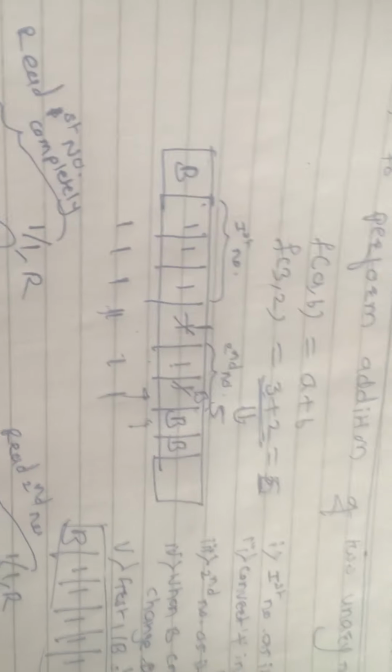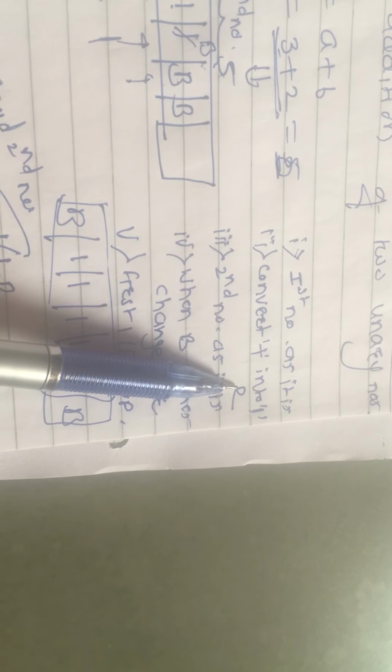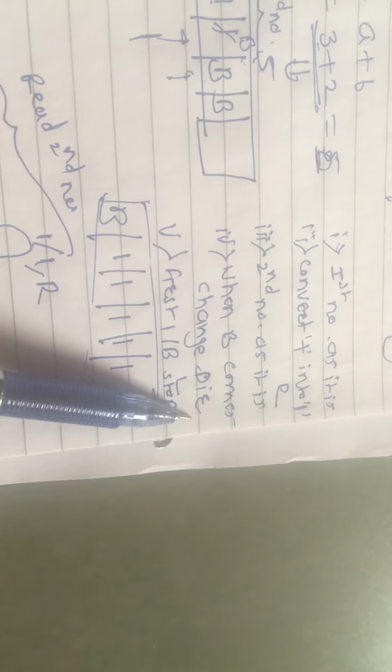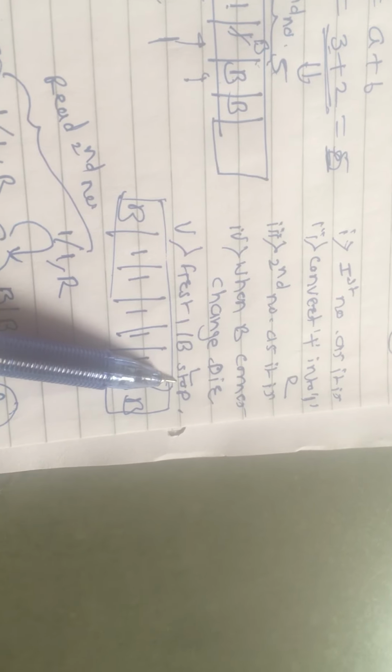Now the logic is very simple for this one. Keep the first number as it is, then convert the plus into 1, keep moving towards R, then read the second number as it is. When B comes, change the direction to L. That is nothing but this. First one, convert it into B and stop the procedure.